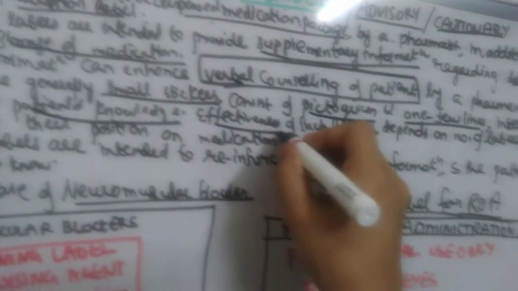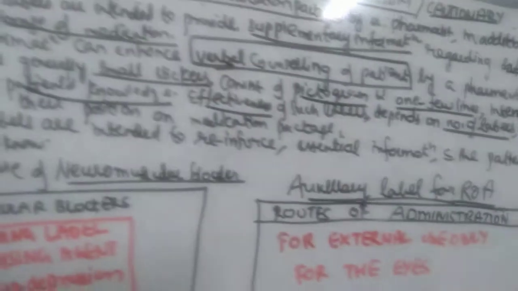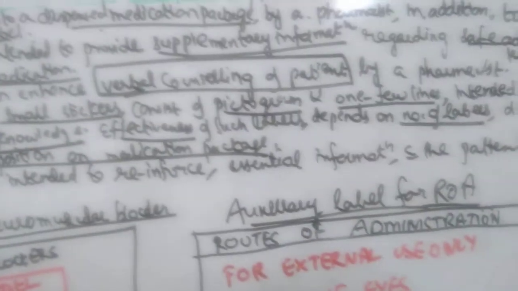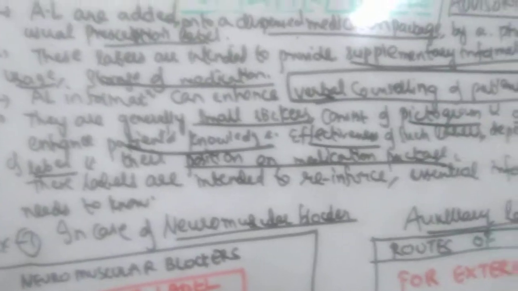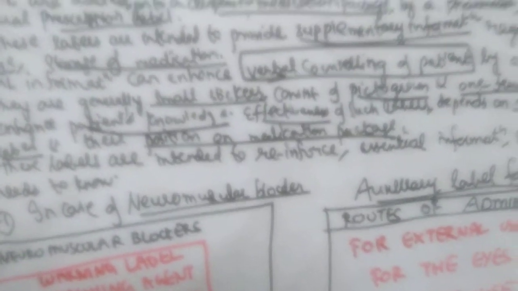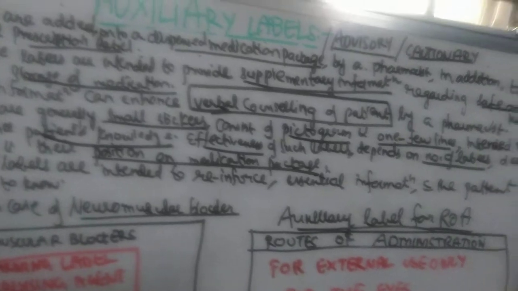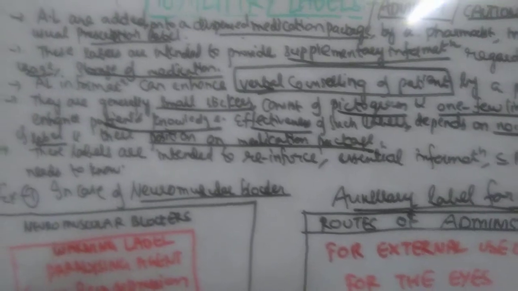The effectiveness of such labels will depend on the number of labels, the design of the label, and their position on the medication package. That is, whether you are placing that sticker on the top, in the middle, or at the bottom of the medication package. So the position on the medication package is also very important, apart from how many labels you keep, because if there are more labels, it may interfere with the understanding of the patient.